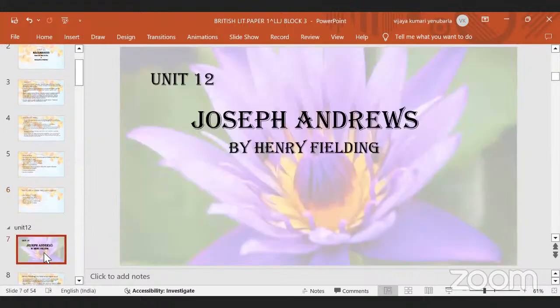So next unit, unit 12, Joseph Andrews. Here we did not discuss in the 11th unit romantic poetry. Next unit we will discuss. So unit 12, Joseph Andrews by Henry Fielding.